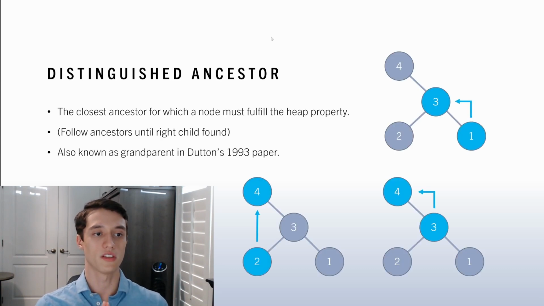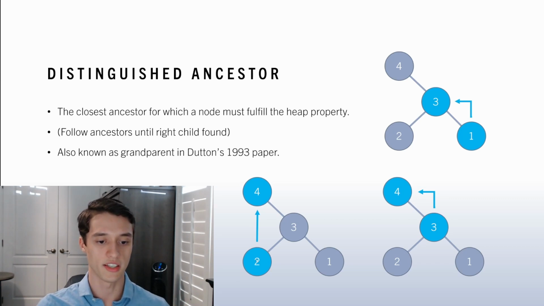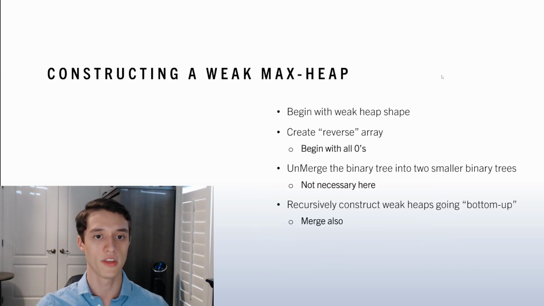So I want to present the concept of a distinguished ancestor to you all. It is the closest ancestor for which a node must fulfill the heap property. So basically we're going to follow ancestors until the right child is found, and we can take the parent of that right child. So as you can see here, node 2 is going to have a distinguished ancestor of node 4, node 1, distinguished ancestor of node 3, node 3, distinguished ancestor of node 4. Nice and easy.